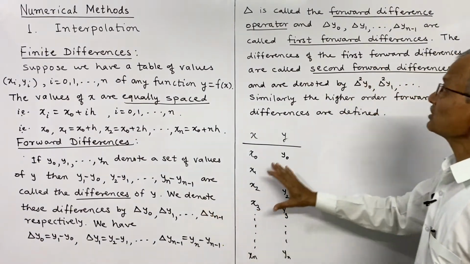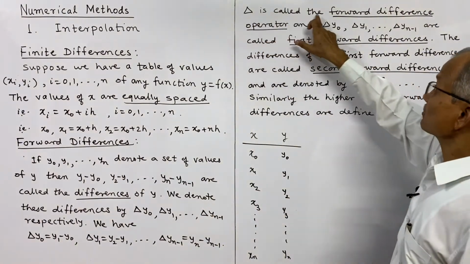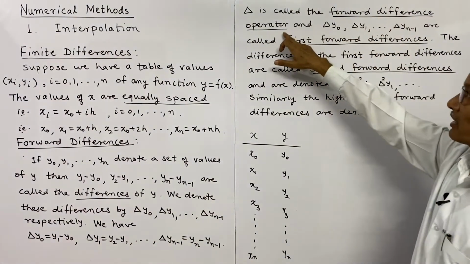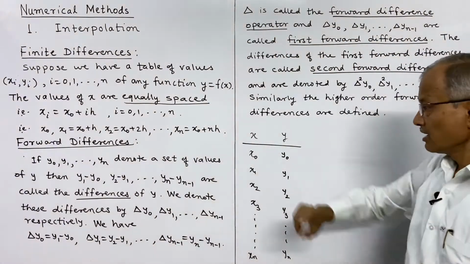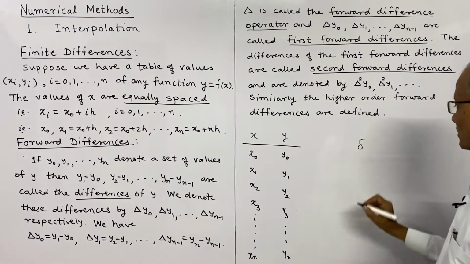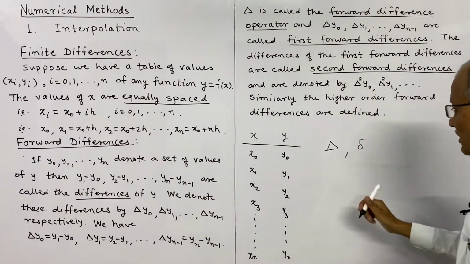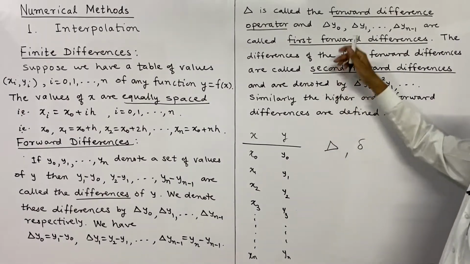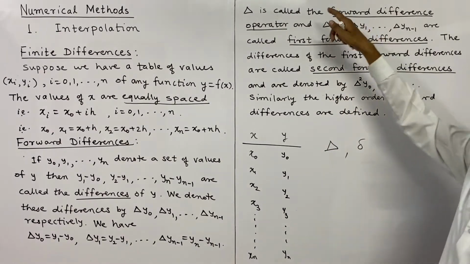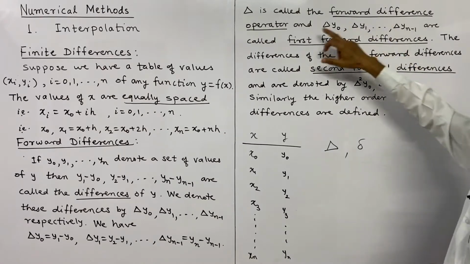So here, delta is called the forward difference operator. This is a Greek letter, capital delta. Small delta we are also going to use, but this is capital delta and this is small delta. So this capital delta is called the forward difference operator.